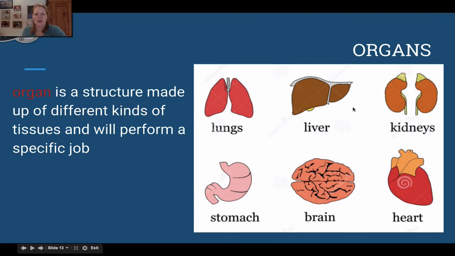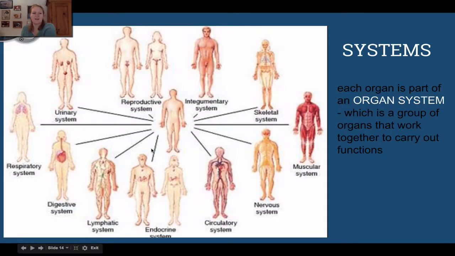Okay, now getting to the organ. An organ is a structure made up of different kinds of tissues, and so that's what the heart was, right? Made up of the 4 types of tissues, and it performs a certain job. And so these are examples of different organs. There are lots of organs, but these are just some classic organs: the lungs, the liver, the kidneys, all of those things. And then each organ is part of an organ system.